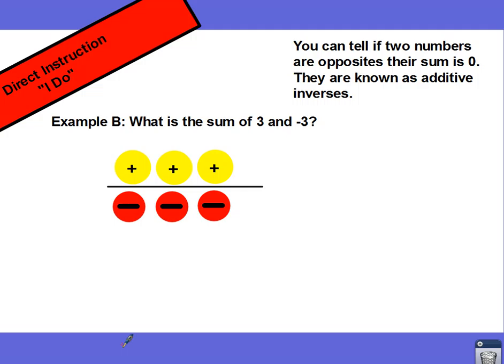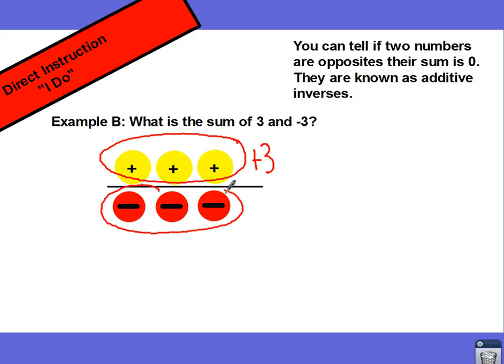So I have positive 3s on top. Those are my yellows. This is positive 3. And on the bottom, I have 3 negatives, or negative 3. And something that's going to become important later as we look at other integer types of problems is that one positive and one negative cancel out in what we call a zero pair, because a negative and a positive together equals 0. So that's gone, it's 0. That's gone, it's 0. And it's gone again, it equals 0.